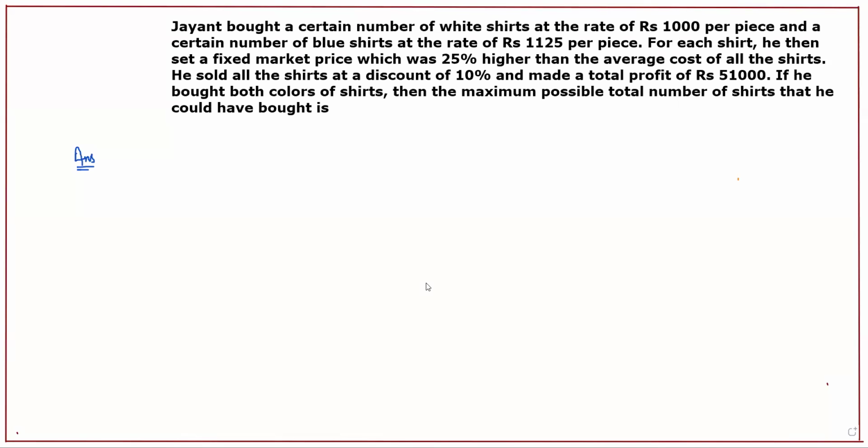Hello and welcome back to the next question. This question is totally based on profit and loss. Let's read the question and do a step-by-step understanding of each line.